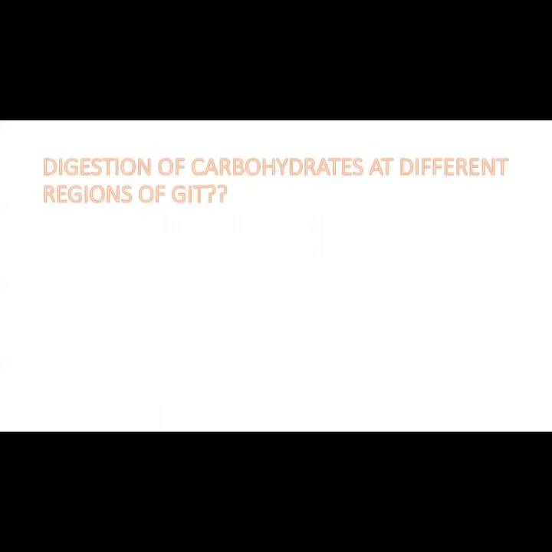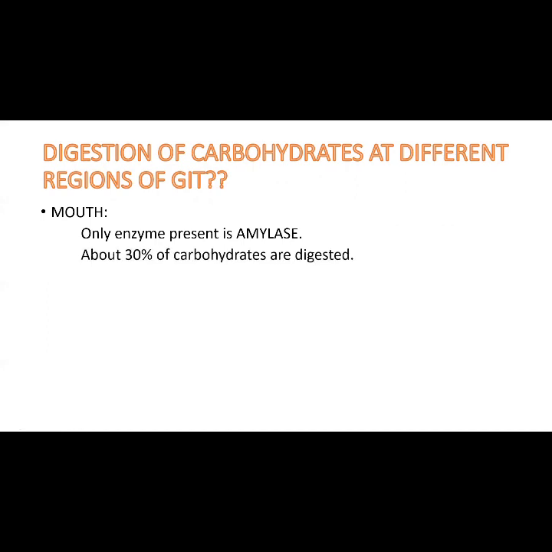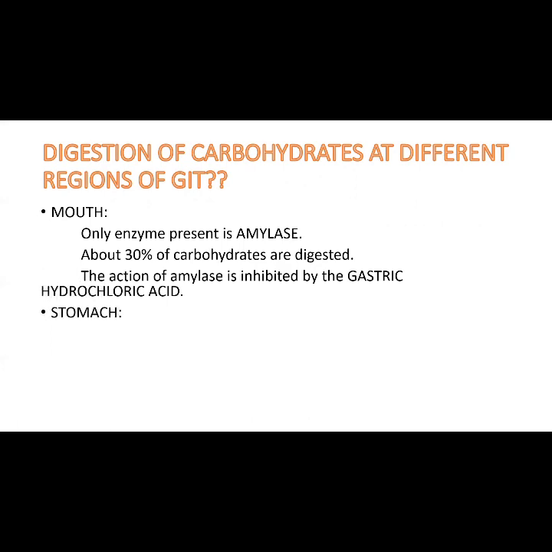How does digestion of carbohydrate occur at different regions of the body? In general, digestion starts from the mouth. In the mouth, they are acted upon by salivary amylase. Only 30% of food can be digested because the action of this amylase enzyme will be inhibited by the hydrochloric acid that is secreted in the stomach. So in the stomach, there is no special digestion that occurs, or rather no digestive enzymes are present. The same amylase-combined carbohydrates will enter the stomach, and this reaction will continue.